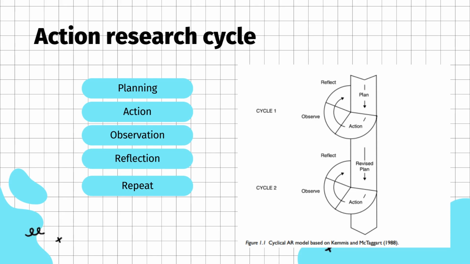Action research implies a cycle in which the researcher, in this case the teacher, plans an action and observes the implementation of this action. He or she reflects on the results given by this action and repeats the cycle in order to improve the context or to improve the research process.